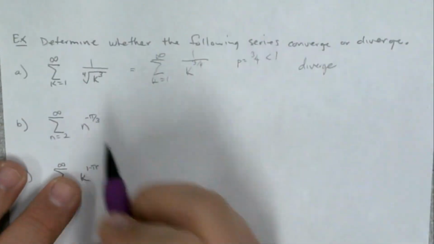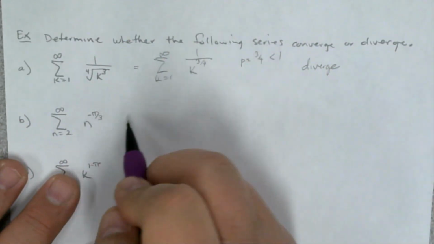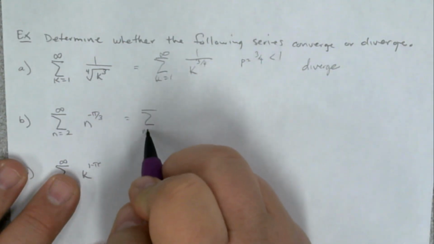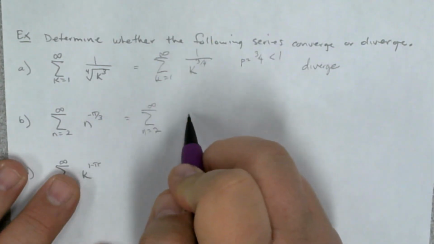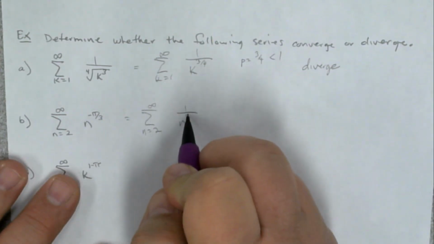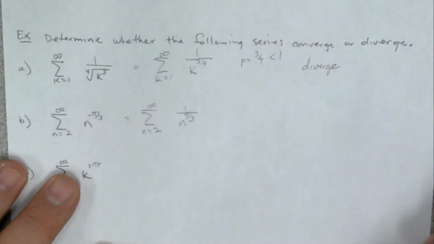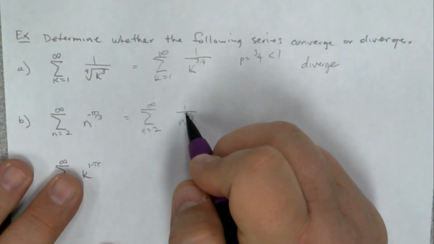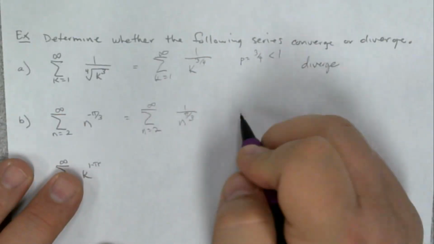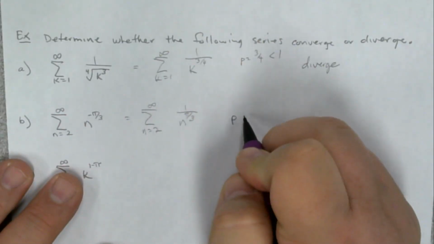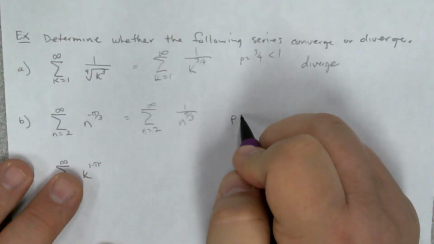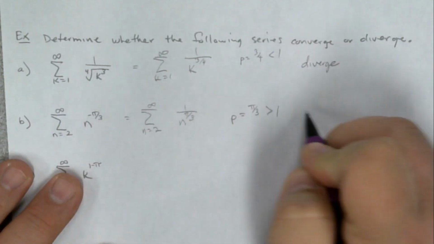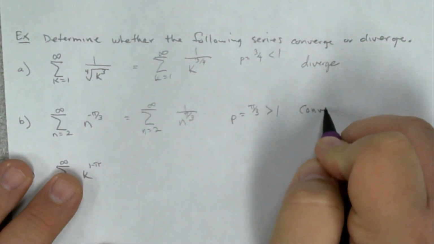Okay, let's take a look at this one right here. Here we have this, n equals 2 to infinity. Rewrite this as 1 over n to the pi over 3. Okay, and so what is pi over 3? Well, pi is 3.14 divided by 3, so that's going to be a number bigger than 1. So here this is indeed a P-series, and our P is equal to pi over 3, which is greater than 1. So this series will converge.